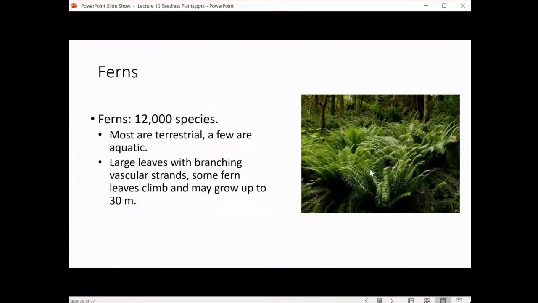So ferns have about 12,000 known species. Some are aquatic, but the vast majority are terrestrial. I'm sure that many of you could pick out most ferns just by looking at them. They all have this sort of frond-looking leaf pattern. But what you probably don't realize is that there are fern trees. And these fern trees can get pretty tall, about 30 meters. Remember, a meter is about a yard, so we're talking about 90 feet. This is a pretty tall tree.